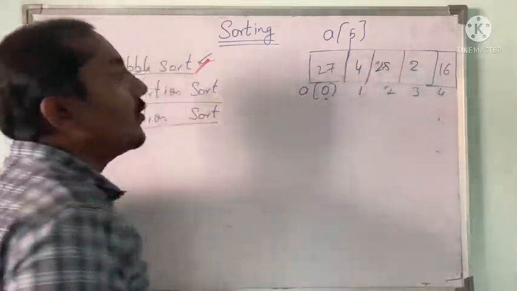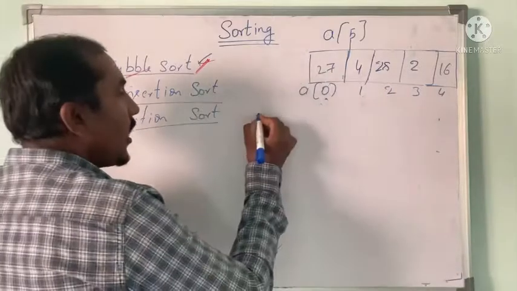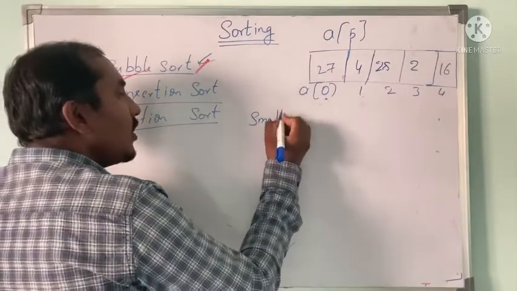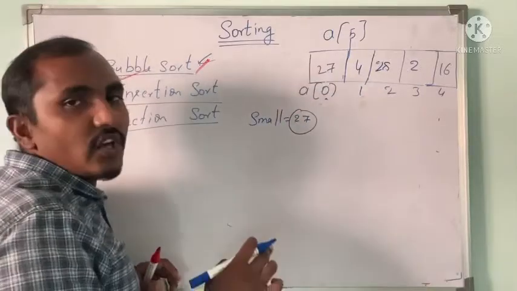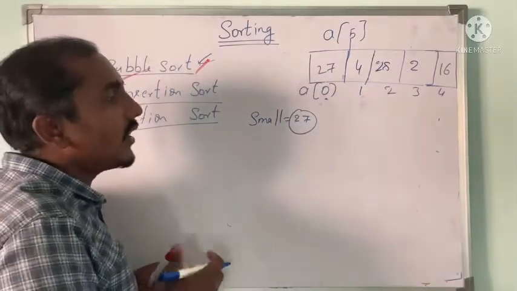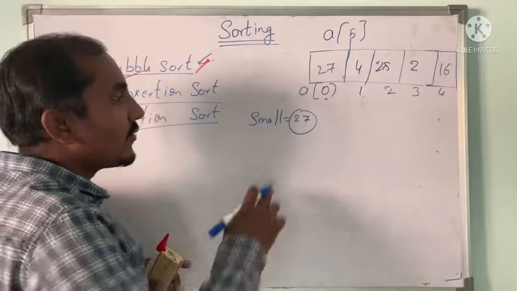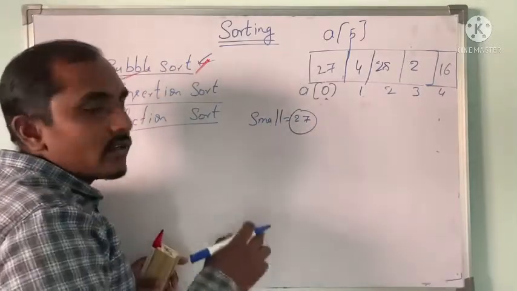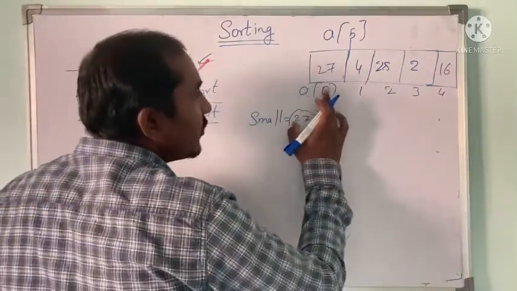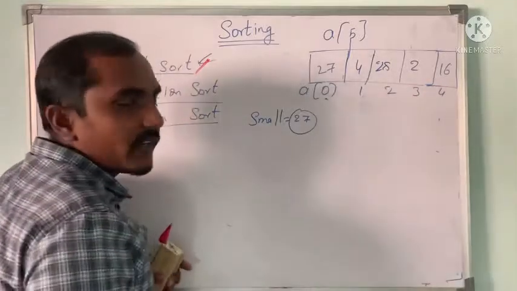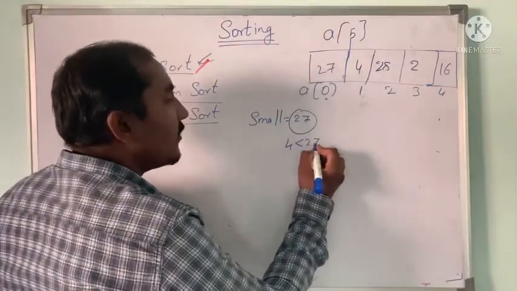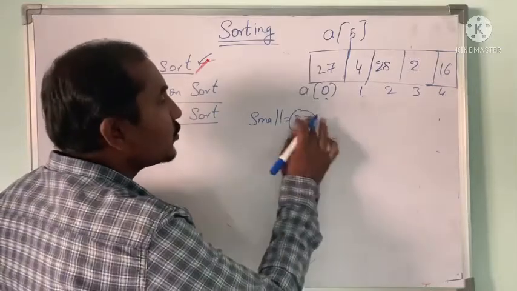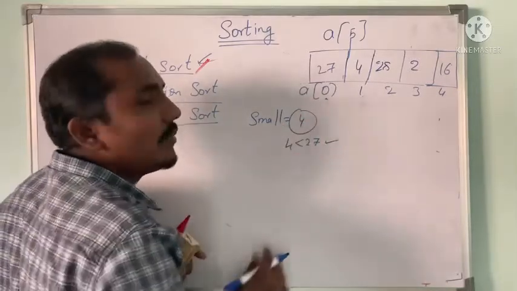Okay. Now what we are going to consider is I am going to assume the smallest element is 27. The first element whatever we have, we are going to consider that as the smallest element. So if the smallest element is 27, we are going to compare this 27 with each and every other element. That is, I am going to compare whether 4 is less than 27. So that is true. Then the smallest element will be 4.